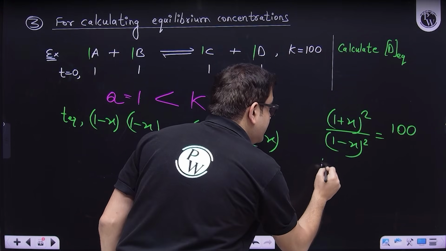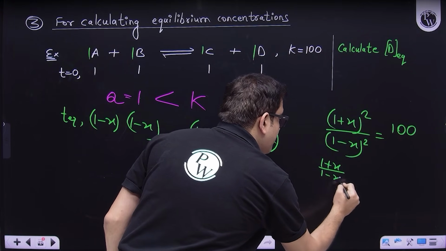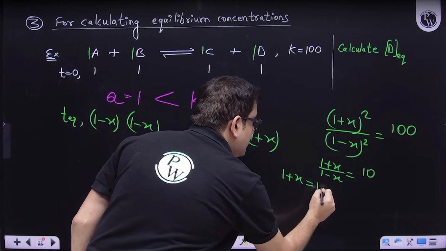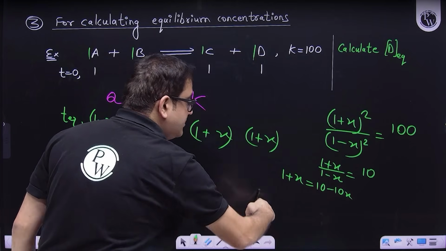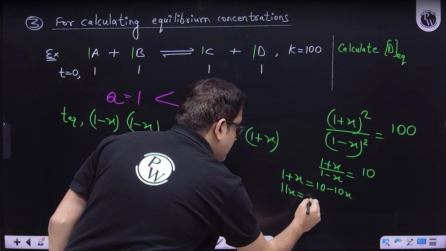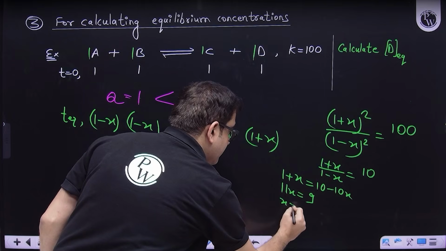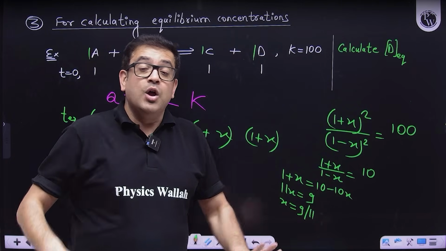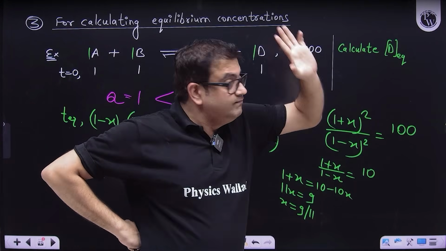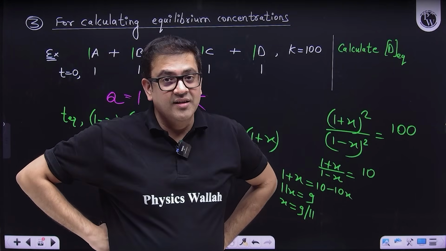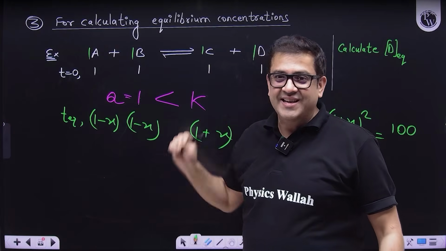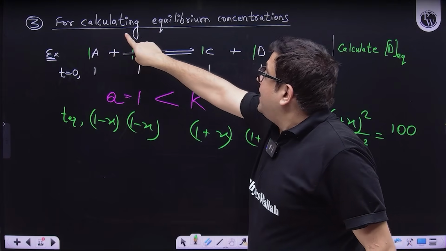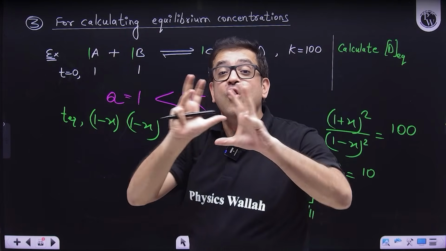So you can definitely say 1 plus X upon 1 minus X is how much? 10. That means 1 plus X equals 10 minus 10X. That means 11X is equal to 9. Just check, na? That is 9 by 11. Just check the mathematics. I guess you got the logic. Now what is asked in the question? Equilibrium concentration of D. We can calculate the concentration of all species at equilibrium. That is the application. If the value of K is given, you can calculate the equilibrium concentration of the whole reaction mixture.